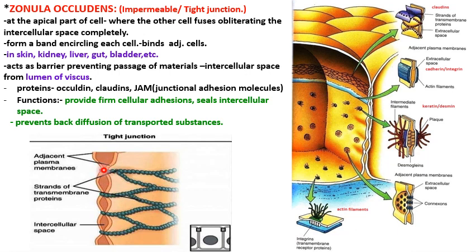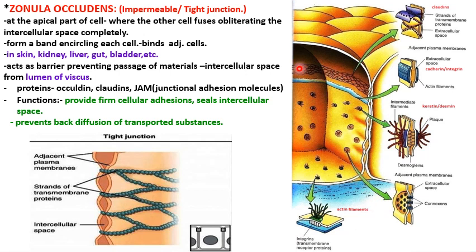This is one cell membrane. This is the other cell membrane. So this is normally the intercellular space. So this zonula occludens completely occludes the intercellular space. And this is present all around the cell. It forms a band encircling the cell, binding to the adjacent cells. And this zonula occludens is present in skin, kidney, liver, gut, urinary bladder, and other places where there should not be any seepage of the fluid from the lumen into the deeper structures.